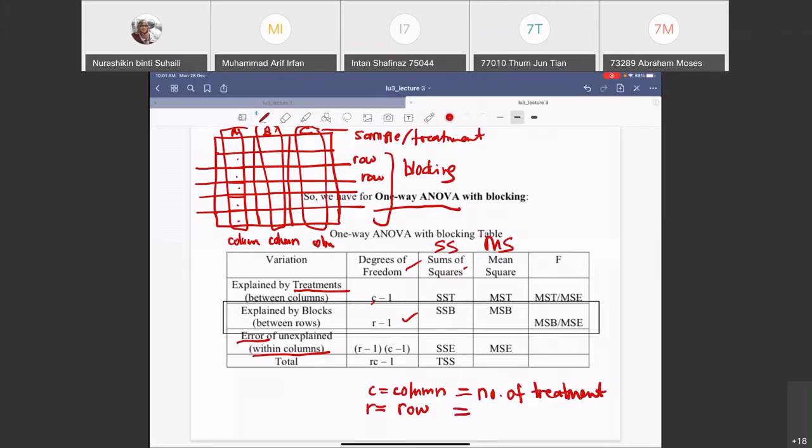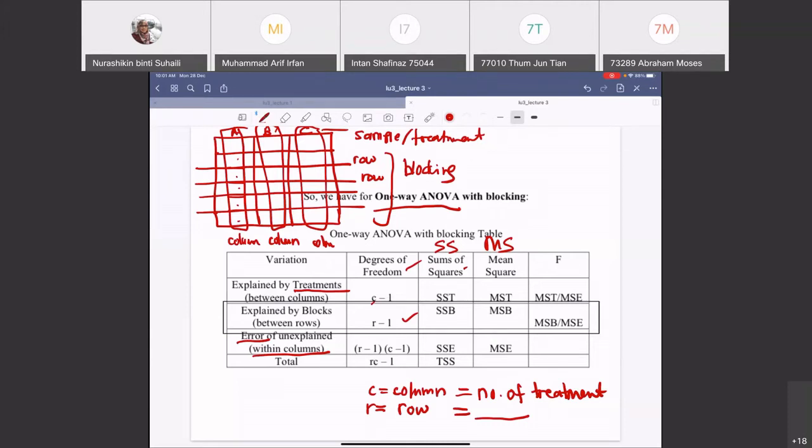The number of rows is the one that refers to the blocking. When you apply blocking, you can apply certain levels of blocking. Like just now, I put year 1, year 2, and year 3. So there are three levels, so R should be 3. But if I put male and female, there are only 2, so R is 2. This refers to the number of levels of the blocking that you apply. So that is R.